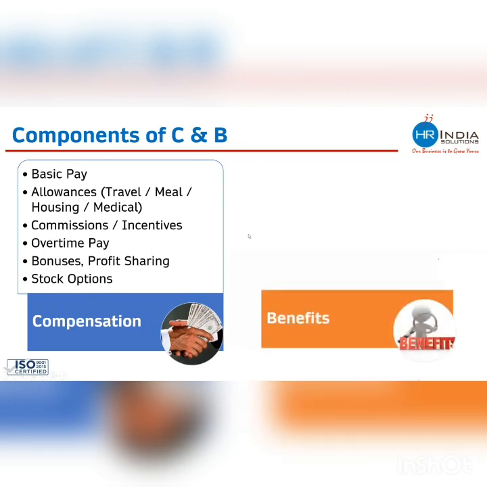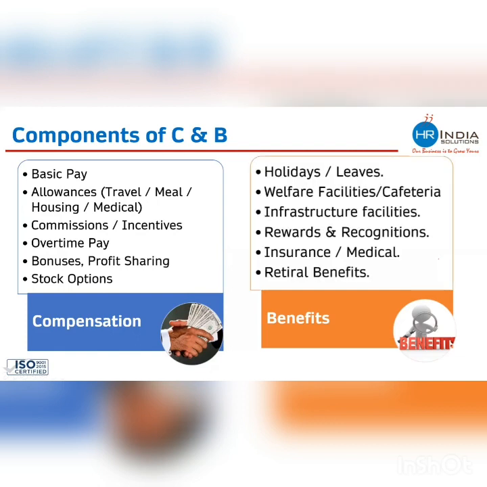Then we have benefits. What kind of benefits are available and used in the industry? So here are some examples of the benefits like holidays, leaves, welfare facilities, cafeterias, infrastructure facilities, rewards and recognitions, insurance, medical, retirement benefits. These are the indirect benefits and usually in the form of non-financial things, right?